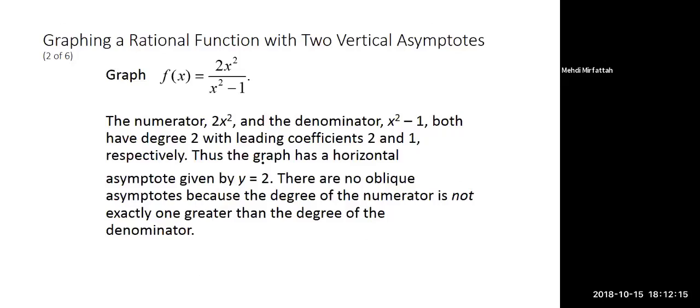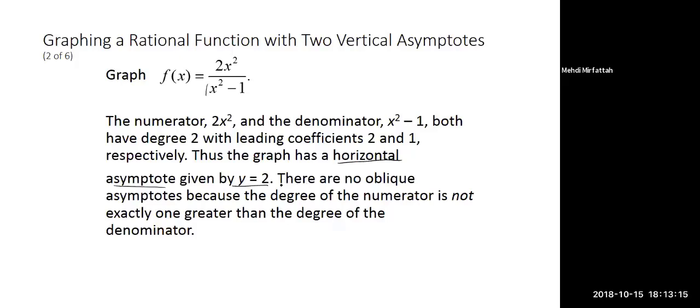Both have the degree of 2 with the leading coefficients of 2 and 1. So in this case, the horizontal asymptote would be y equal to 2. We could use that method that we talked about, divide each term by x squared, and as x approaches infinity, see what's going to happen to y. So when the degree of the polynomial at the top and bottom of the fraction are the same, the horizontal asymptote would be the coefficient of the polynomial at the top over the coefficient of the polynomial at the bottom. It would be 2 over 1, or just simply 2.